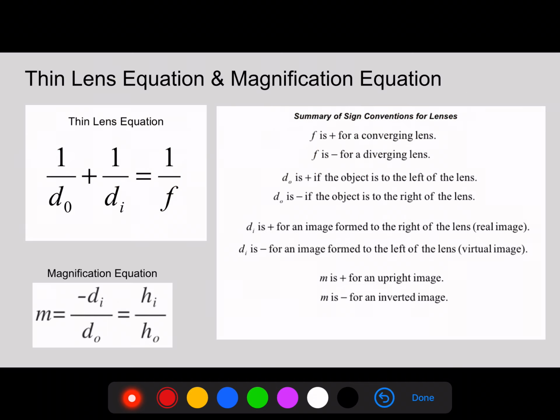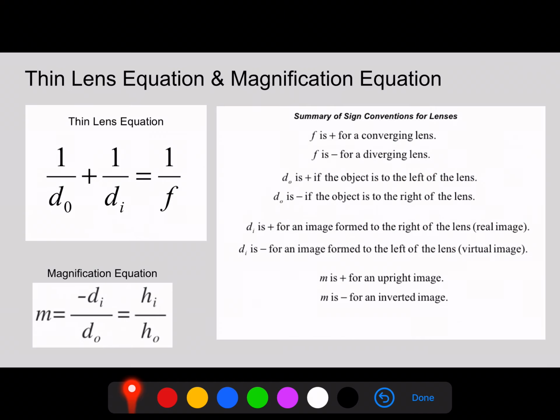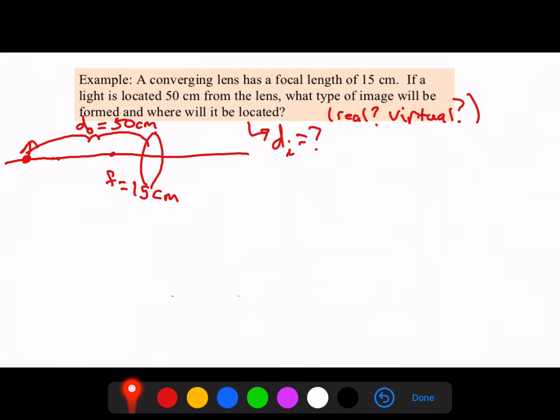If I go back here, remember that if in the end I get a positive sign for my image distance, it will be a real image. If I get a negative sign for my image distance, it will be a virtual image. So therefore, I can just apply this thin lens equation and see whether DI is positive or negative. I can also reason through this by going back yet another slide and realizing that I have a converging lens with an object placed outside the focal length. So I'm going to expect what will come out of this will be a real image rather than a virtual image. Okay, so let's see if that prediction holds true.